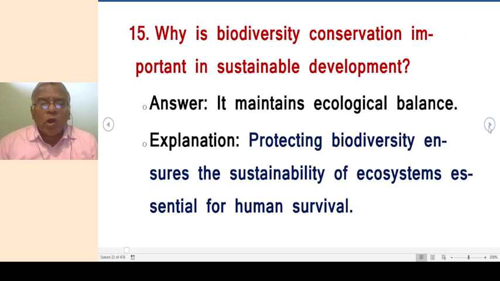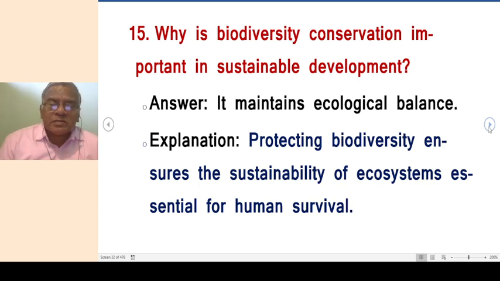Why is biodiversity conservation important in sustainable development? Biodiversity conservation, why is it important? Because it maintains ecological balance. Protecting biodiversity ensures the sustainability of ecosystems essential for human survival.